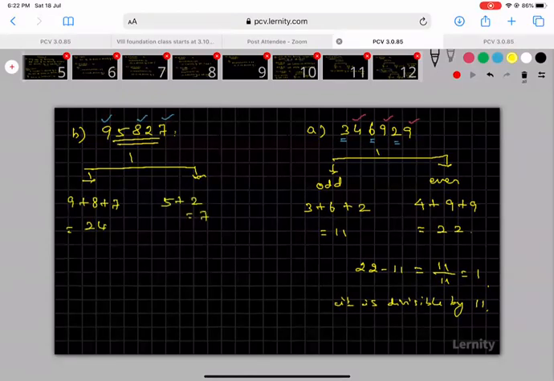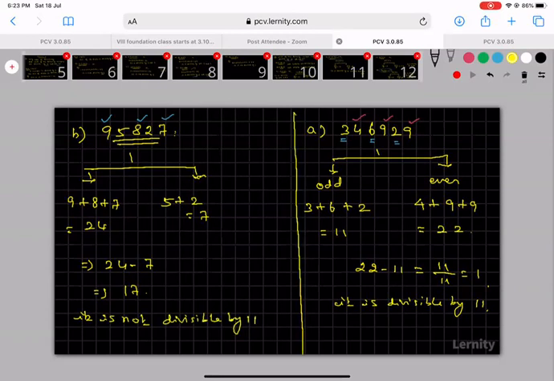So the difference is 24 minus 7. 24 minus 7 means this is 17. So it is not divisible by 11. Are you able to understand this slide, sir? If you have any doubt, please ask me. I will explain again.